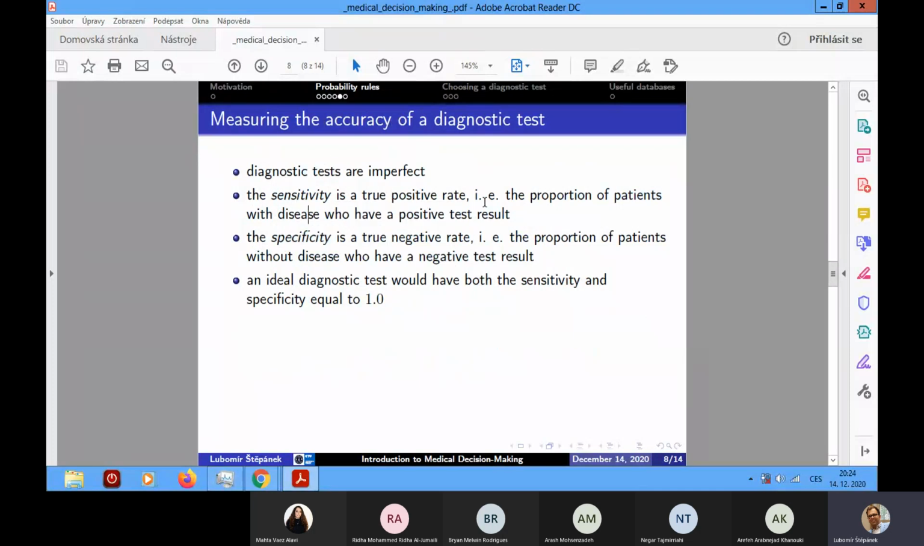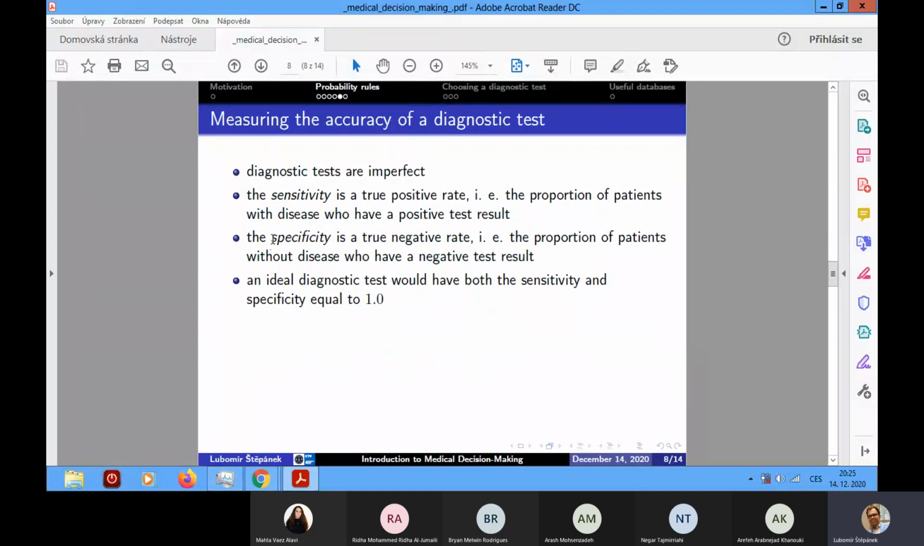Sensitivity is the true positive rate. It's the proportion of patients with the disease who have positive test results. So if we have patients with the disease and these patients have positive test results, that's okay, because it means that the test works properly, and the test tells us that the result is positive and very likely the patients have the disease.